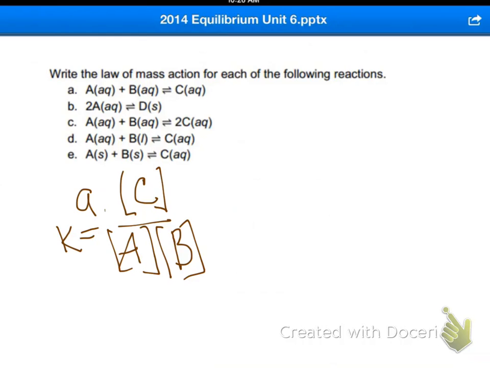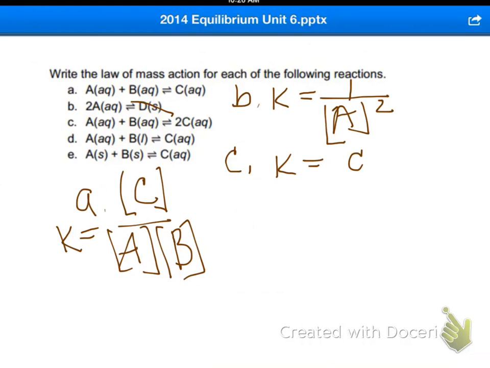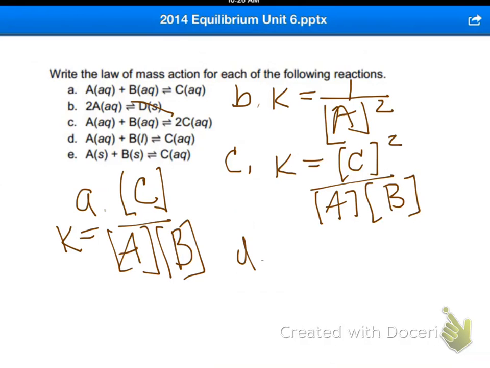In the case of B, my D is a solid. So my K is my product, and I'm just going to put a 1 there, over A squared. For C, these are all aqueous, so K is equal to C squared over the A and B concentrations, right? And for D, I have a liquid here, so it's just going to be the concentration of C over the concentration of A is equal to K.